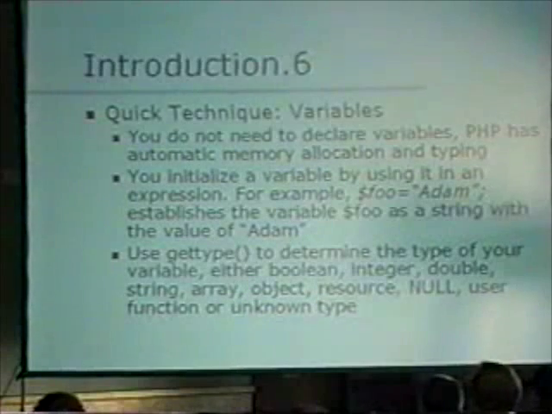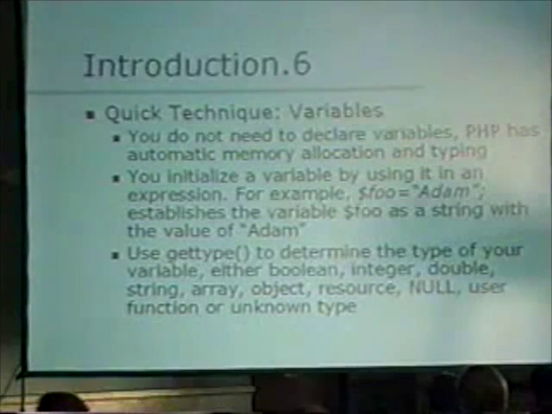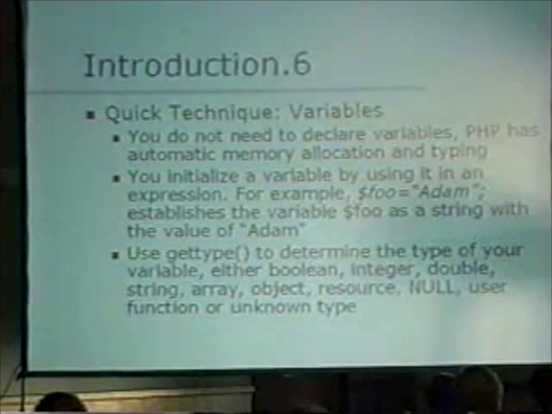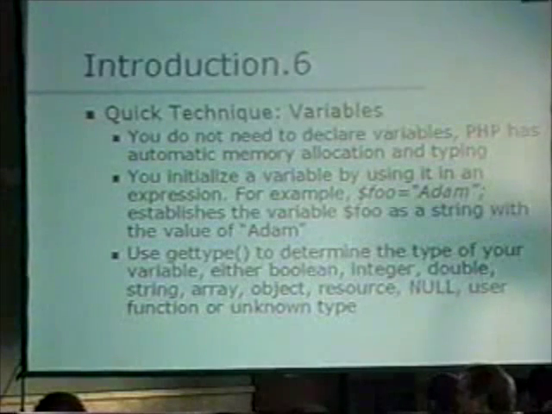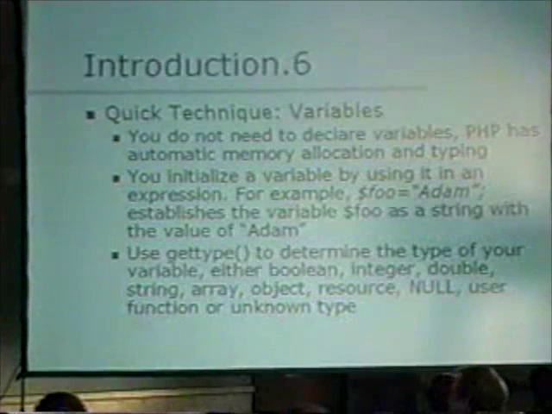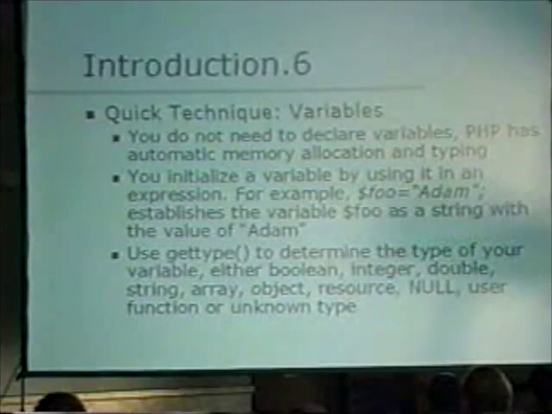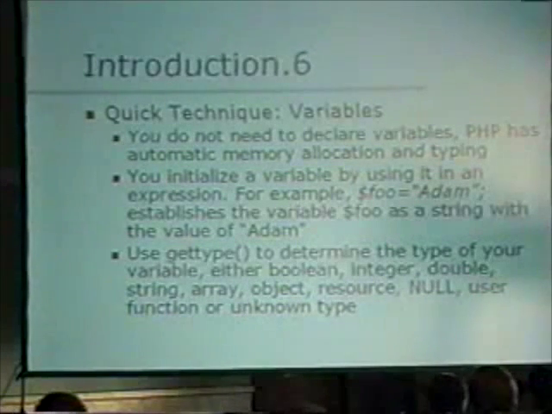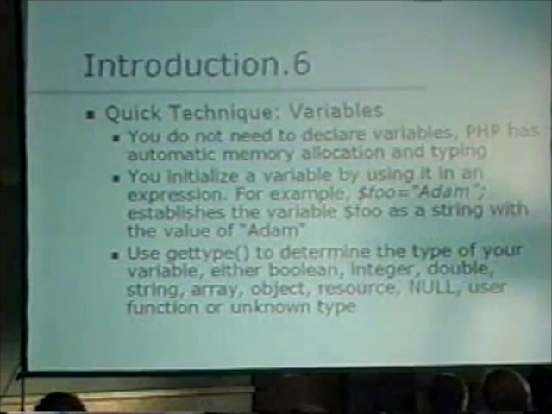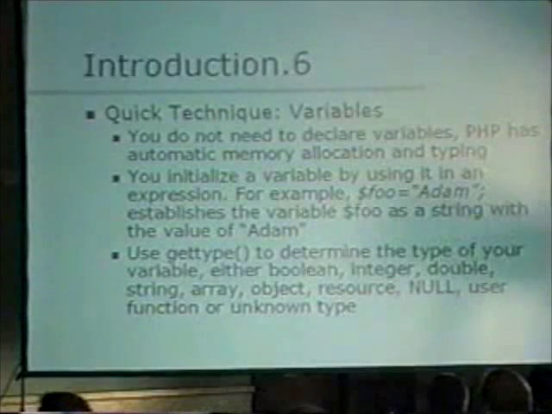For example, $foo equals Adam. It establishes the variable foo as a string with the value of Adam. You use getType to determine the type of your variable. It's either Boolean, integer, double, string, array, object, resource, null, which is new in PHP 4, or unknown type.